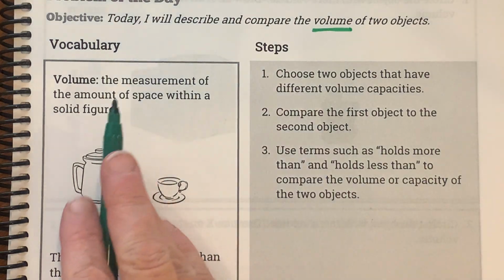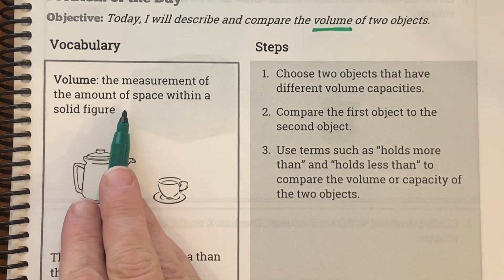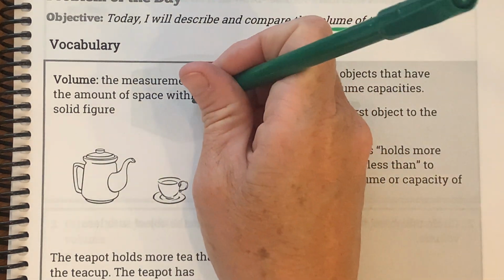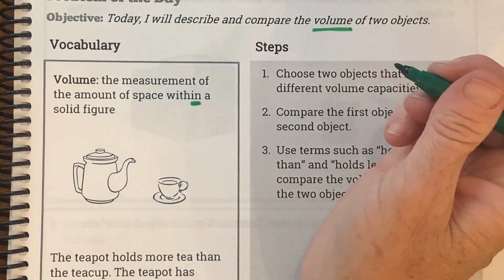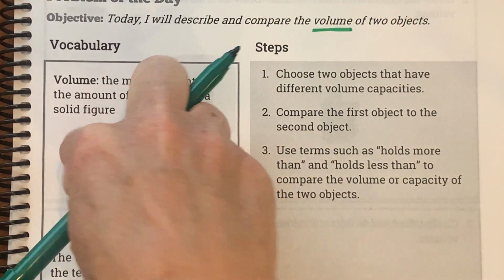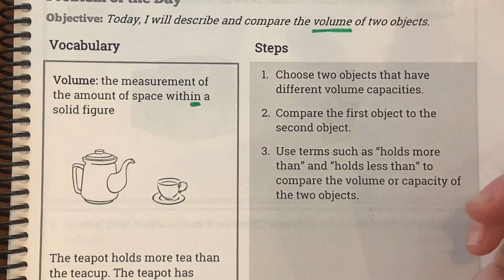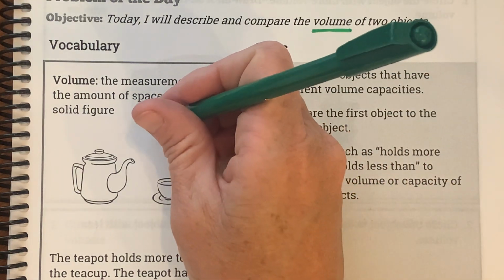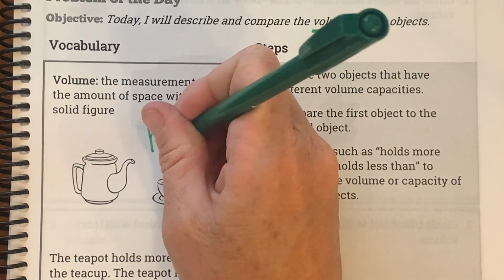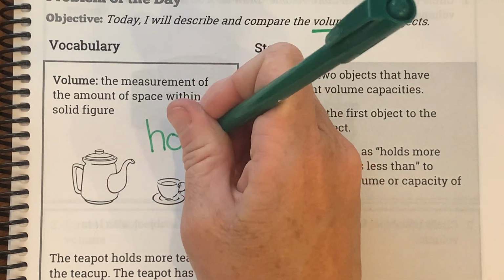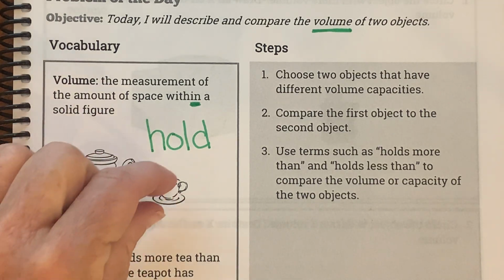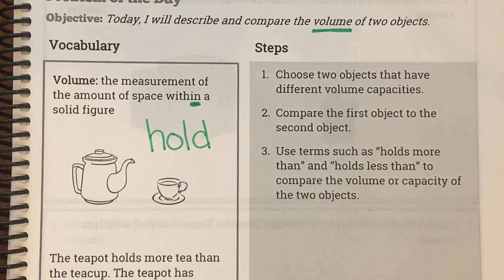Volume is the measurement of the amount of space within a solid figure. So it's the space in a figure, friends. How much space is in the teapot? How much space is in the teacup? I also think of it, and it says it down here, but we're going to write it, as how much could it hold? H-O-L-D. So volume is how much could something hold? How much tea could this teapot hold, and how much tea could this teacup hold is its volume.